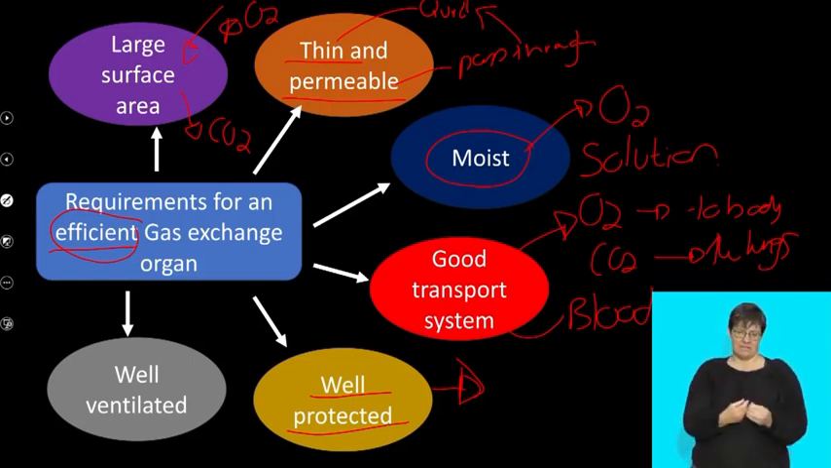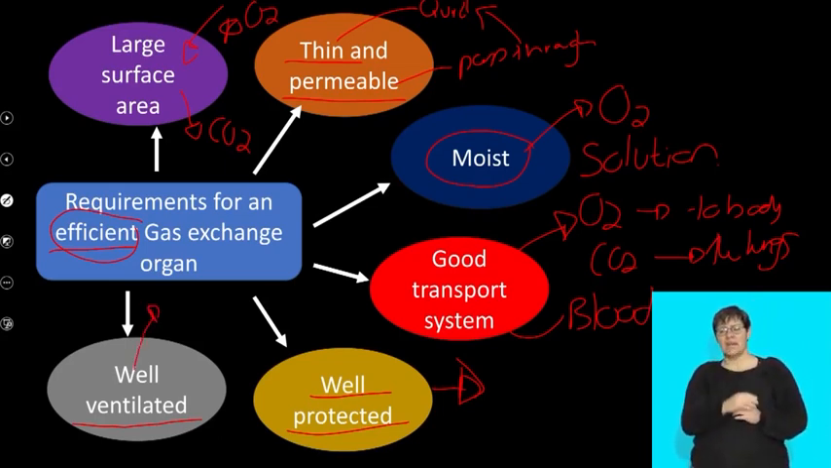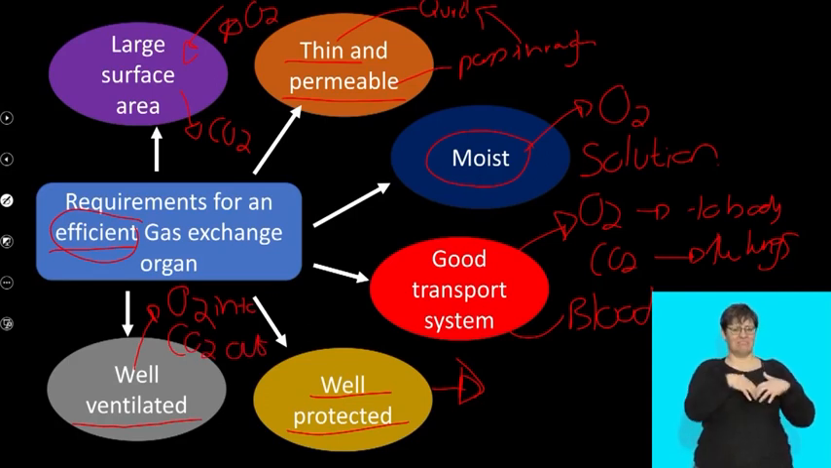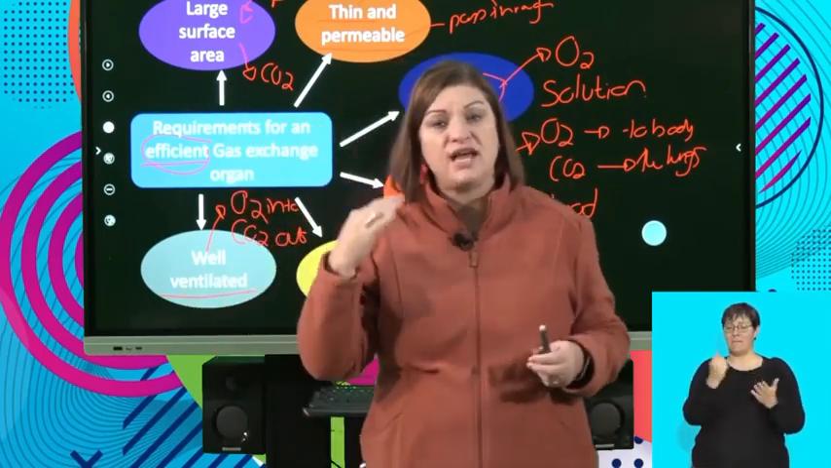Now, this concept of well ventilated. What does ventilated mean? It's another word for breathing, but we can't use the word breathing because some organisms don't breathe. Ventilation means simply how oxygen can come into the organism and carbon dioxide can get out. So whenever we're looking at a gaseous exchange surface, those are the pointers that you need to look at each time.